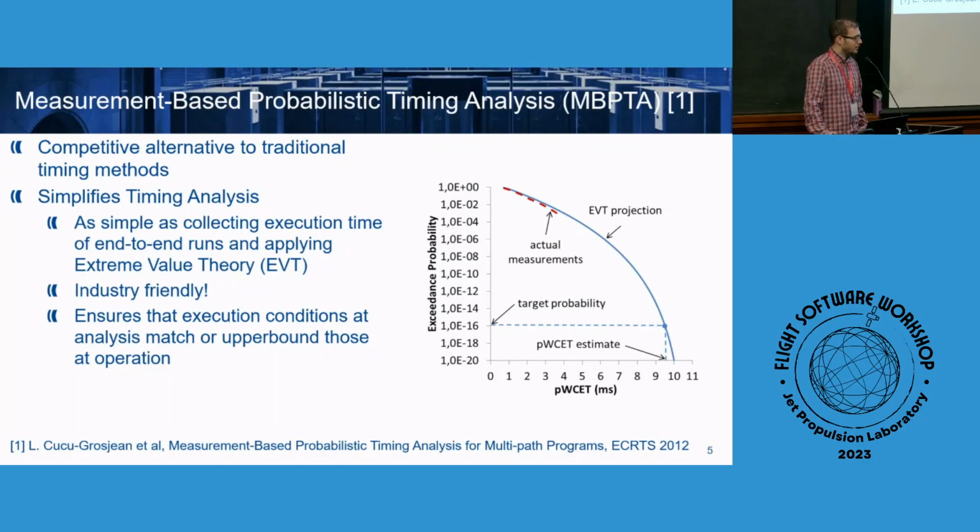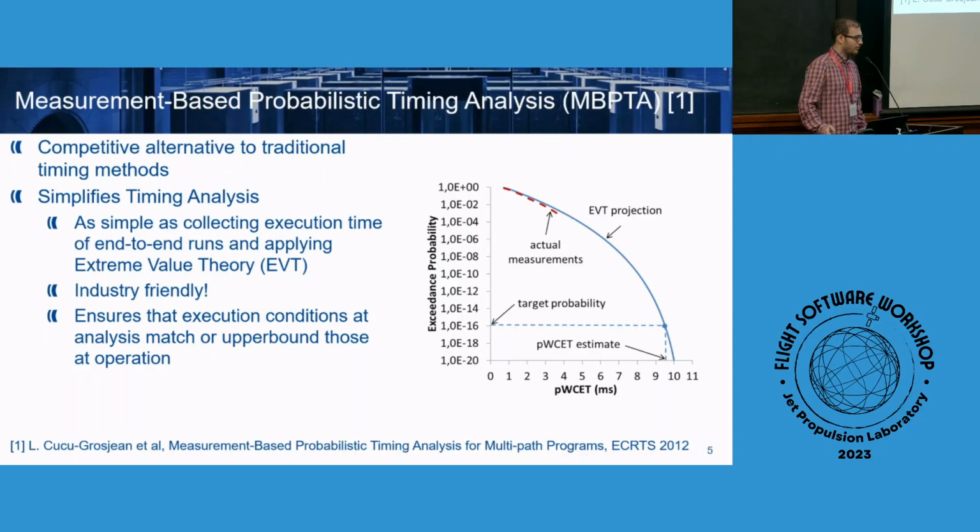One solution to this is measurement-based probabilistic timing analysis. This is a relatively new method that can provide competitive results compared to traditional worst-case execution time methods. Unlike traditional methods, it doesn't provide a single value for worst-case execution time, but as you can see here, it can provide a probability distribution that can associate worst-case execution times with probabilities for this to be exceeded. And this can reach arbitrarily low values, for example, less than 10 to the minus 16.